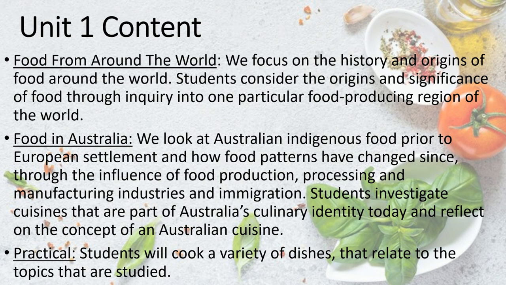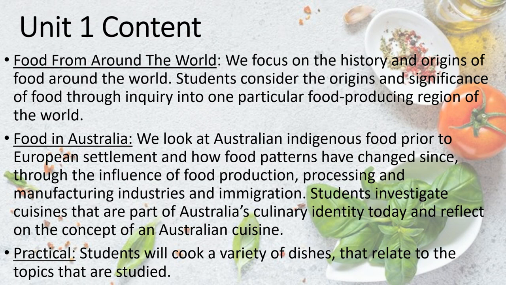So in Unit 1, we look at food from around the world and we focus on the history and origins of food, where food comes from, how it was produced by our hunter-gatherer ancestors, and how it's produced now, and we compare those. For outcome 2, we look at food in Australia and how the Australian Indigenous people were affected by European settlement and the food that they used to eat, and how our food is produced now.